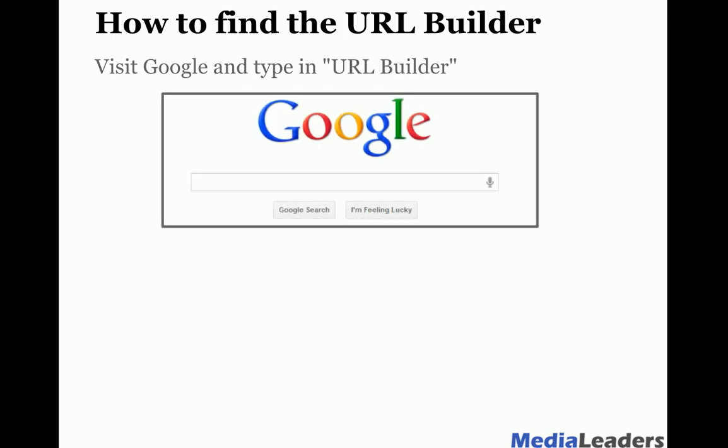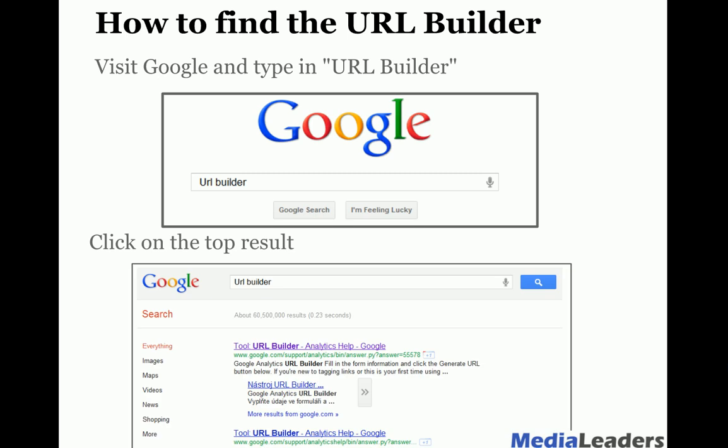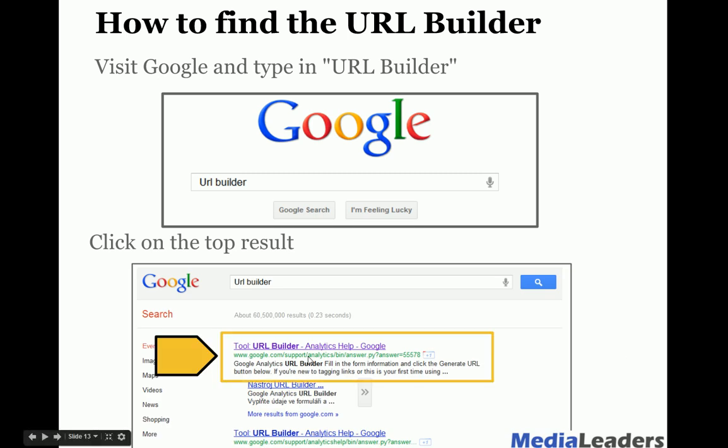And here's what you're going to do. Go to Google, type URL Builder, literally, and click Google Search. You're going to click on the top result. See that tool, URL Builder, right here? You're going to end up clicking on that one. It comes up first because Google owns it. It's pretty easy.